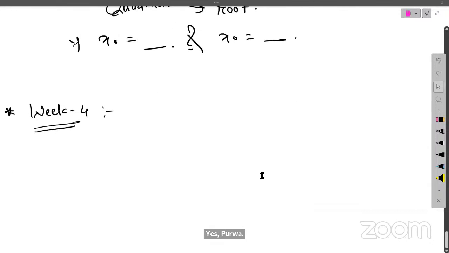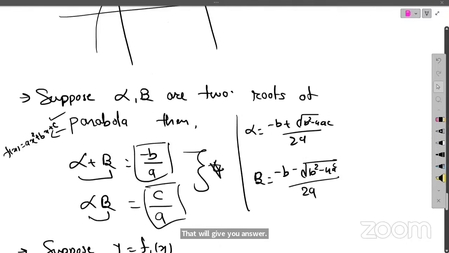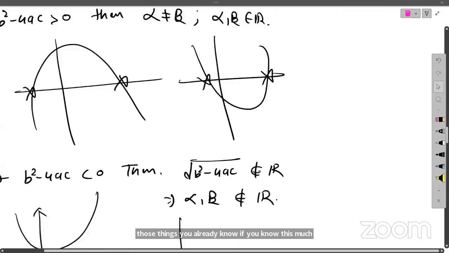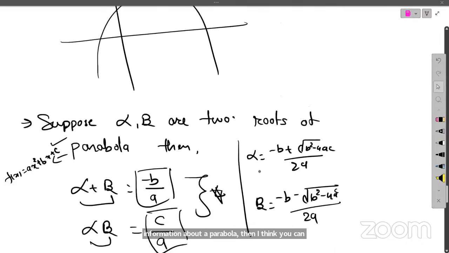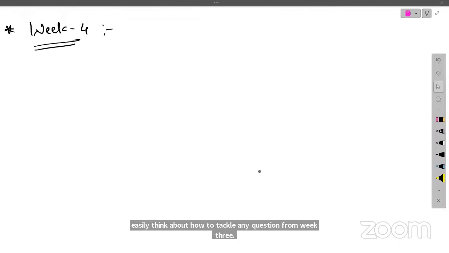Okay, so yeah, we will do one or two questions from week 3. That will give you the answer. Minimum and maximum value of a quadratic function, all those things you already know. If you know this much information about a parabola, then I think you can easily think about how to tackle any question from week 3. Okay. Now let's go to week 4, polynomials.